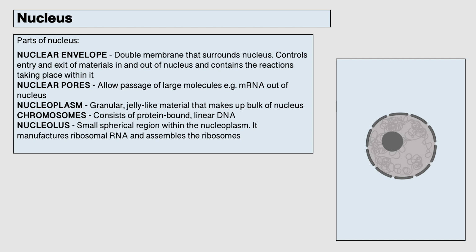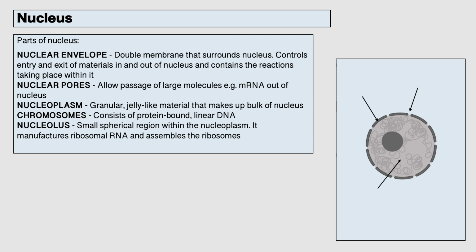The parts of the nucleus are the nuclear envelope, which is the double membrane that surrounds the nucleus. The outer membrane is continuous with the endoplasmic reticulum of the cell and often has ribosomes on its surface. It controls the entry and exit of materials in and out of the nucleus and contains the reactions taking place within it. The nuclear pores allow the passage of large molecules in and out of the nucleus. For example, mRNA travels out of the nucleus through nuclear pores.